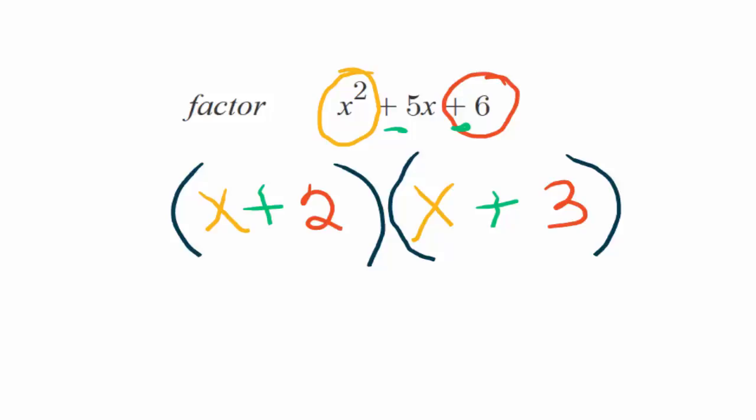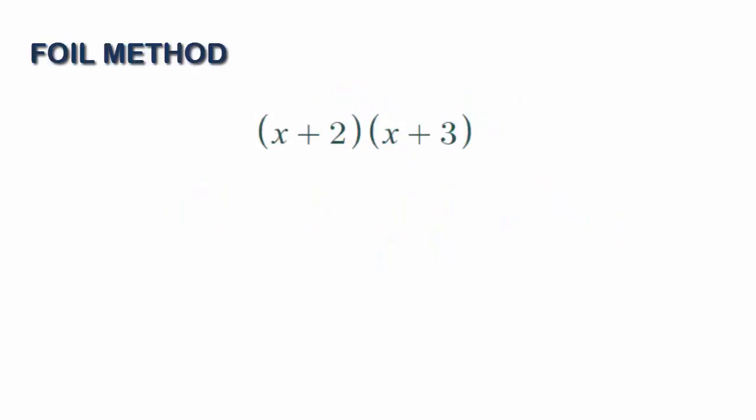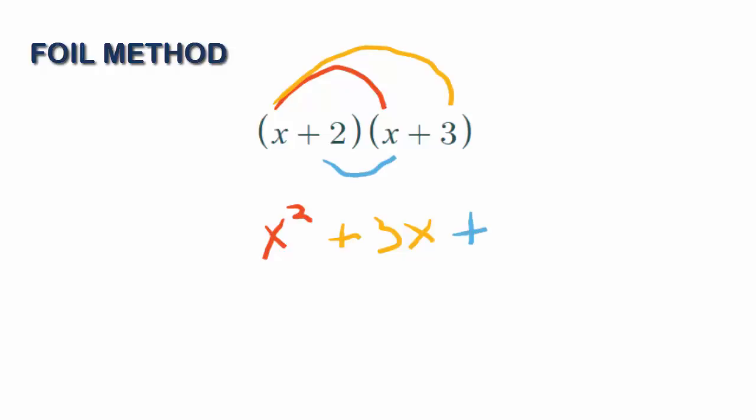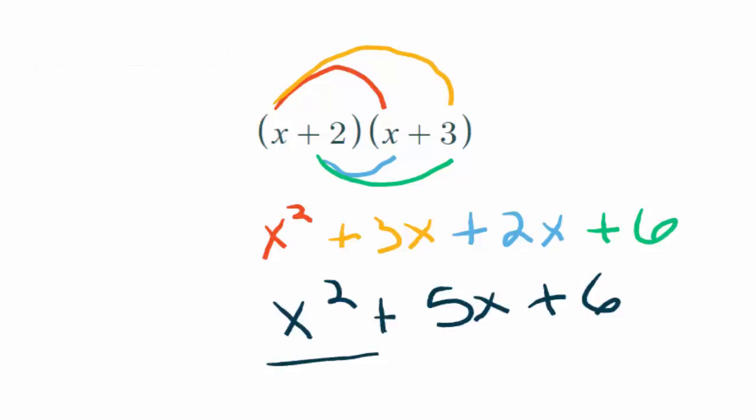The FOIL method is actually the opposite of factoring. We are undoing what we factored and returning to the original equation. Let's take a look at the equation we just factored. If we multiply the first terms, then the outer terms, then the inner terms, and finally the last terms, we will see how we are slowly returning back to where we started when we factored. Once you combine like terms, we should have the exact equation from the start.